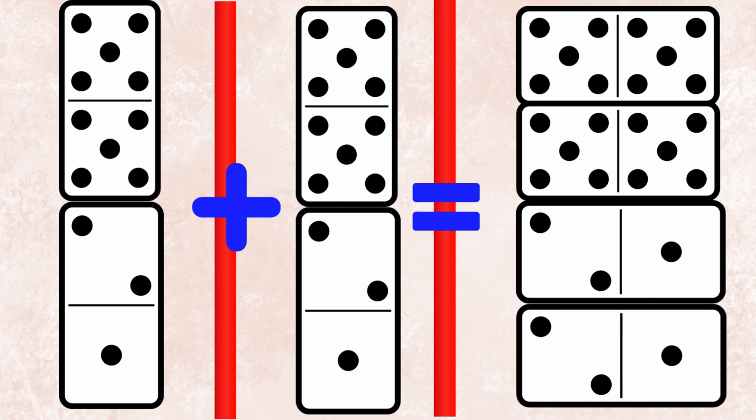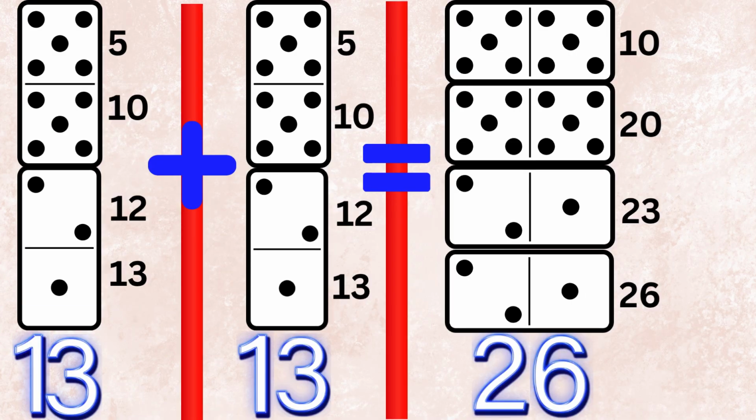Let's check your answer. When you add the dots in the first row, 5, 10, 12, 13 dots plus 5, 10, 12, 13 dots in the second row, we get a total combined sum of 10, 20, 23, 26 dots. So now we know that 13 plus 13 equals 26 dots in all.